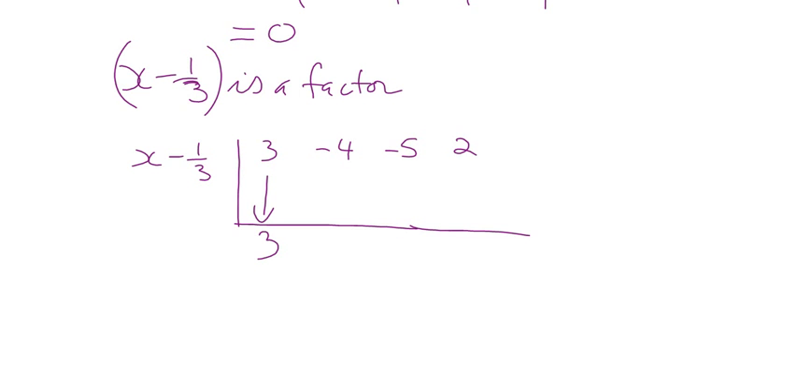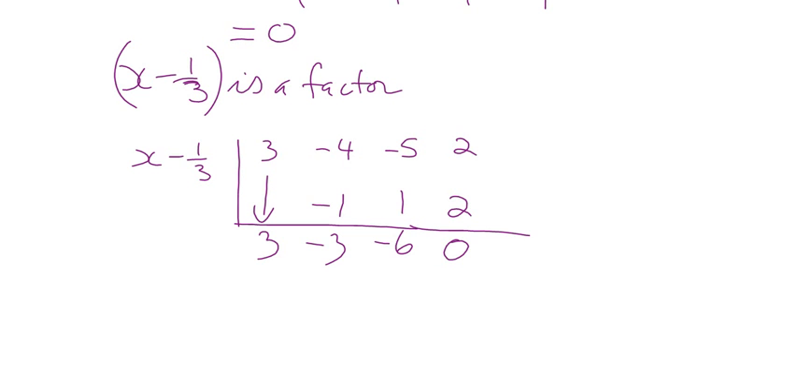Negative 1/3 times 3 is negative 1. Negative 4 minus negative 1 is negative 3. Negative 1/3 times 3 is negative 1. Negative 5 minus negative 1 is negative 6. Negative 1/3 times negative 6 is 2, giving you 0, right? And that divides in.